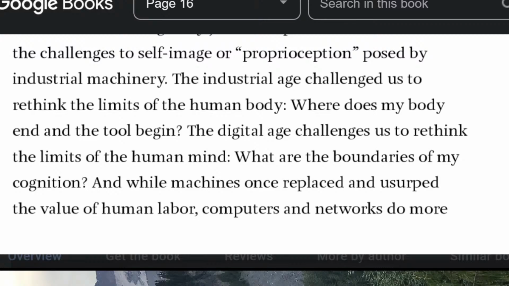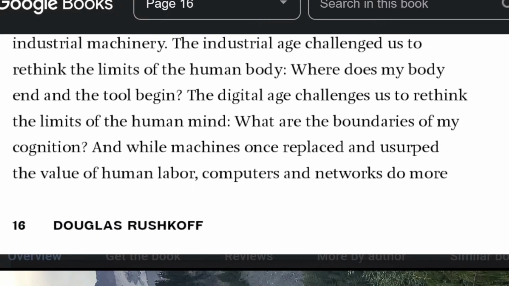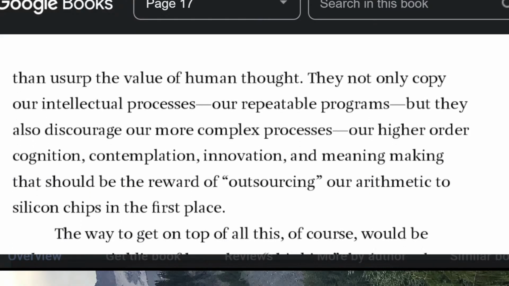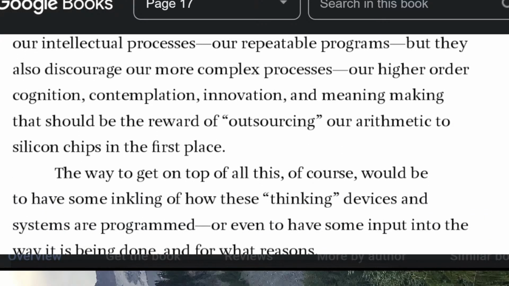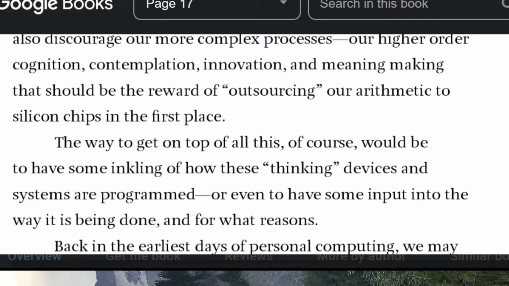And while machines once replaced and usurped the value of human labor, computers and networks do more than usurp the value of human thought. They not only copy our intellectual processes, our repeatable programs, but they also discourage our more complex processes, our higher order cognition, contemplation, innovation, and meaning making that should be the reward of outsourcing our arithmetic to silicon chips in the first place.